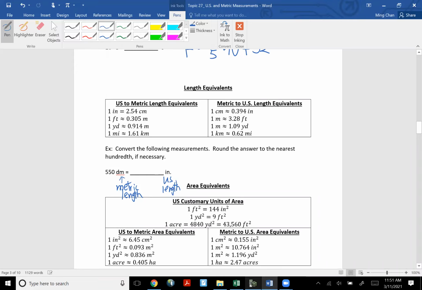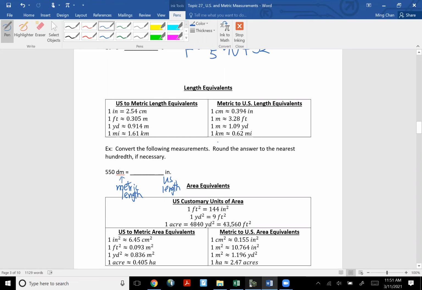So now we are converting between metric length to US length. So I know I need to come to this chart. All right, so I'm starting with metric. Okay, so use the right side here, the metric. Do you see anything on decimeters? Do you have any decimeters? No, you don't.